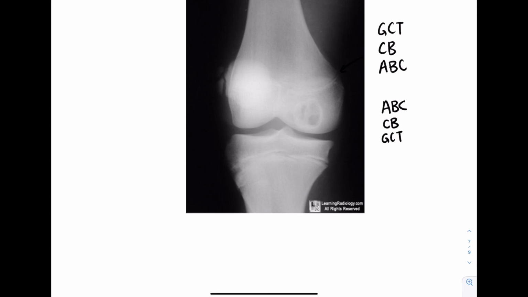Because again, even though GCT, our age is 20 to 40, it can be 14, 15 years old. Where we still, like we see right here, we still have growth plates, but they're kind of almost closed. So that would be the order I'd put, because ABC kind of lobulated. Chondroblastoma is another good choice, and then GCT.